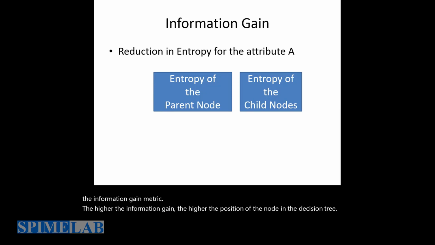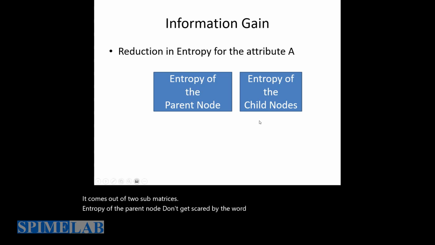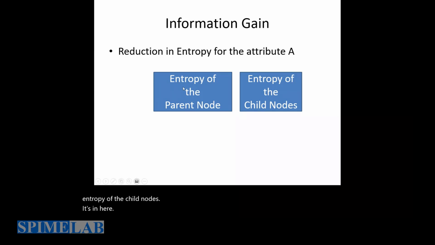It comes out of two submatrices: entropy of the parent node. Don't get scared by the word entropy, I will explain what it is. And entropy of the child nodes. So in here, just remember these two boxes. We will fit some equations in these two boxes and they will make sense shortly.